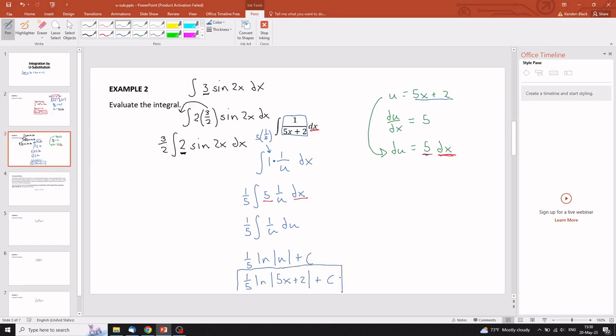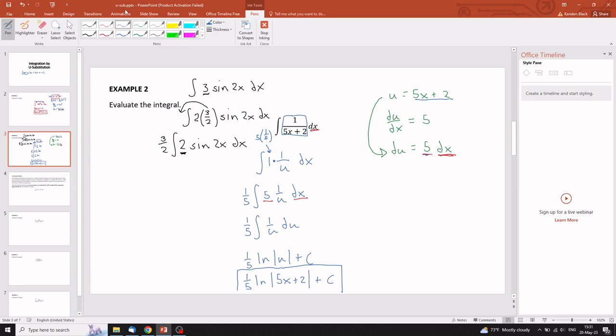Okay, that's one way of doing it. That's actually my preferred way. But most students and most teachers are actually going to teach you this second way. And so I'm going to show you how this way is done. And then from now on, we're going to be using this second way for every problem, just because that's the most common in the classroom, I believe.